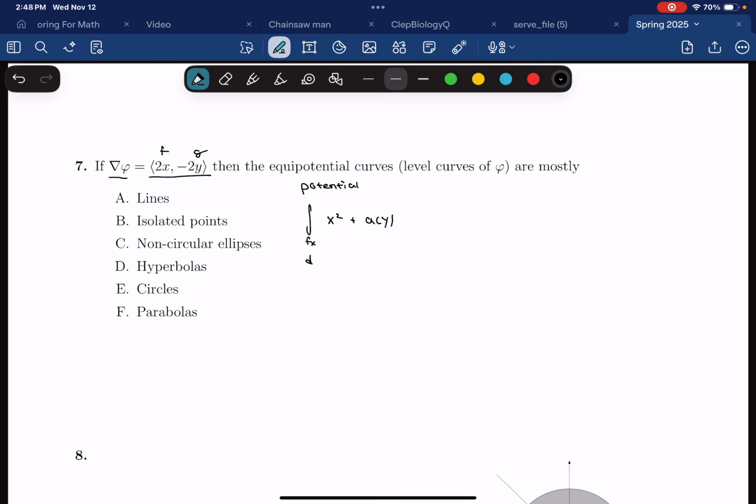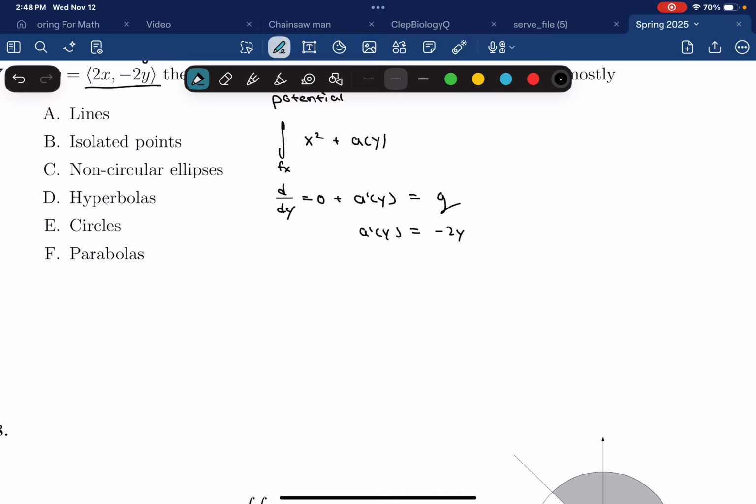Then we simply take the derivative with respect to y, which gets us 0 plus a prime of y, which is equal to our g, which means our a prime of y is equal to negative 2y. Now, all you have to do is integrate both sides with respect to y, which gets you a of y, this constant, is equal to negative y squared, which means our potential function is x squared minus y squared.